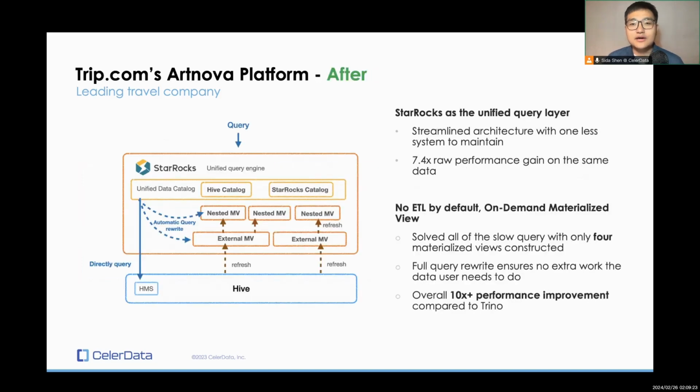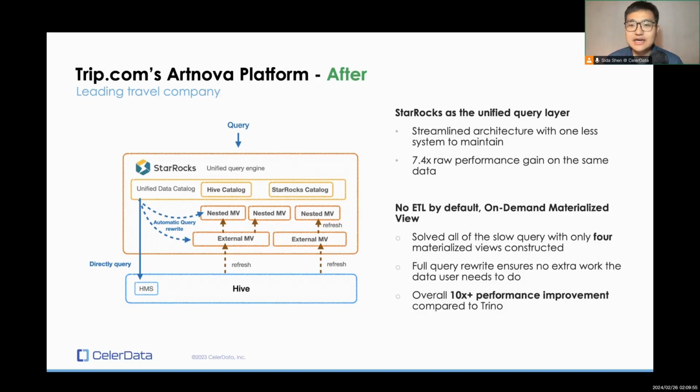And then they started using StarRocks as the unified query engine to replace what Trino was doing, and also to replace the data warehouse altogether, as a unified query layer. Firstly, it streamlined the architecture with one less system to maintain, and raw performance saw a 7-4 times gain on the same data when compared to Trino.